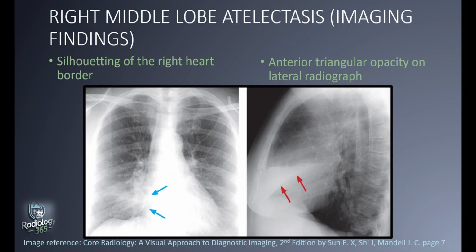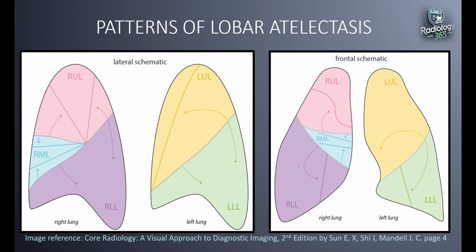And then this is the classic appearance on a lateral. So just again to remind us of the schematic that we looked at, looking at the patterns of collapse and how the fissures move.